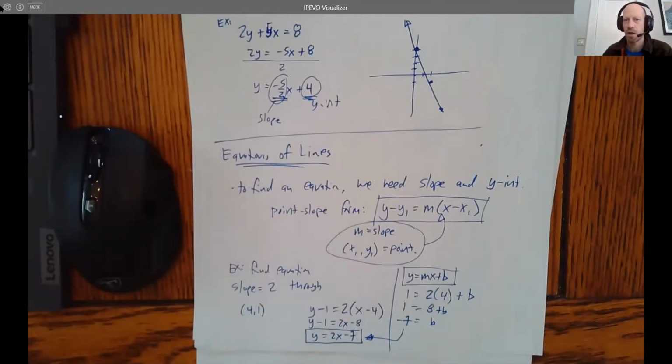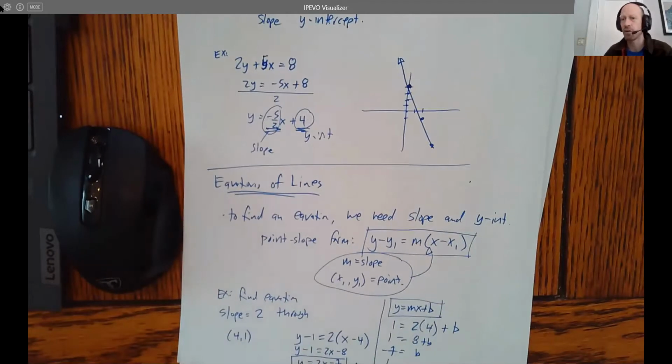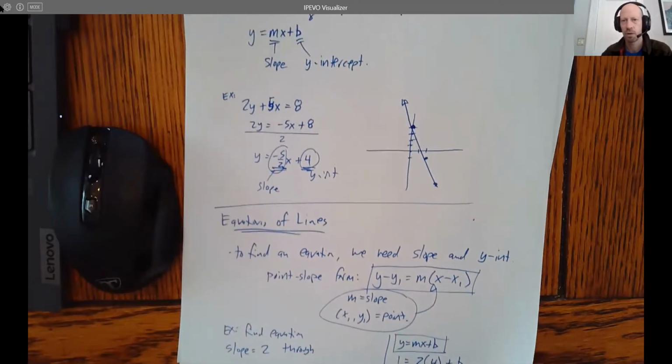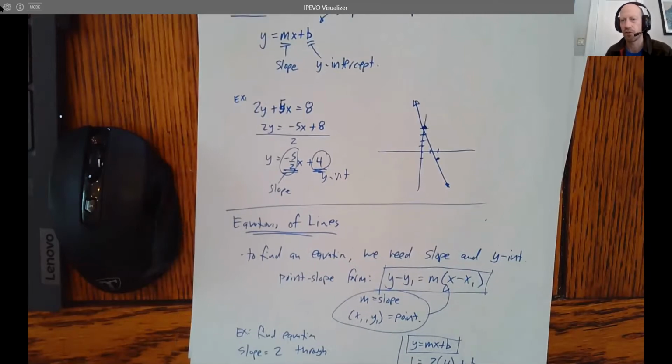I can also scan these afterwards and post them. Ooh, okay, that works. I'll do that. I'll scan these sheets and post them on D2L. Okay, thank you.